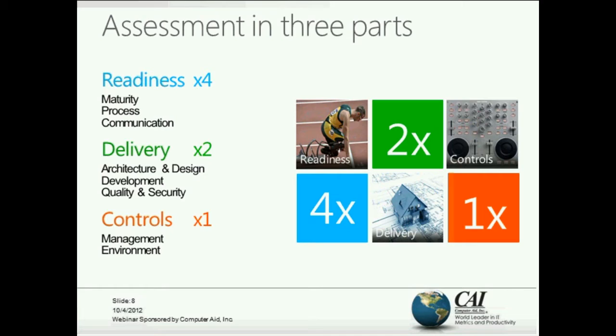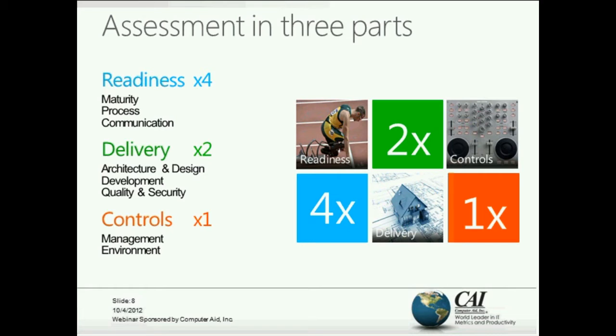Like many things, this is a three-act play. All the project measurements that I use fall into one of three categories: readiness, delivery, or control. Now you're going to see this throughout this presentation that there's these weighting factors. At the basic scale, the 1X, are the controls. These are fairly standard things for management and the environments that people use. And as you score them, a 10 is a 10 and a 1 is a 1.